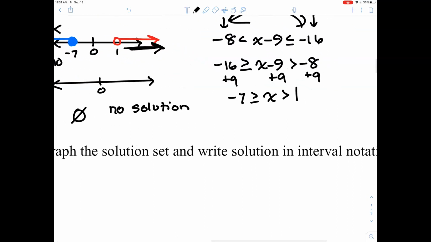Well, there's the problem here because this says x is less than or equal to negative 7 and x is greater than 1. And so if I were to graph that, that would be a problem because x has to be less than negative 7.